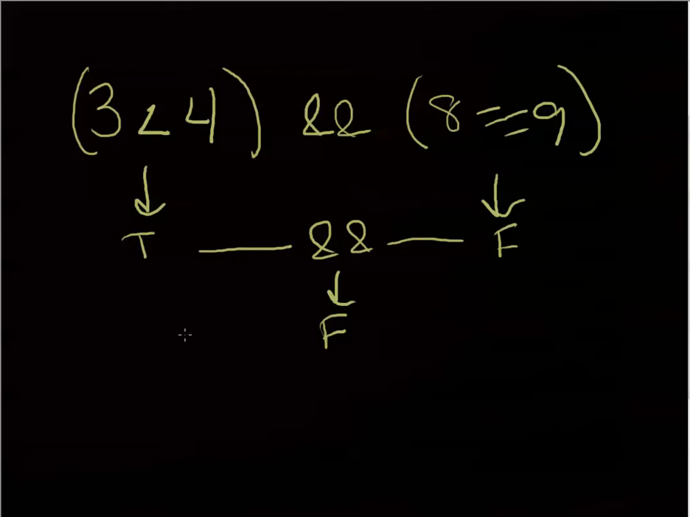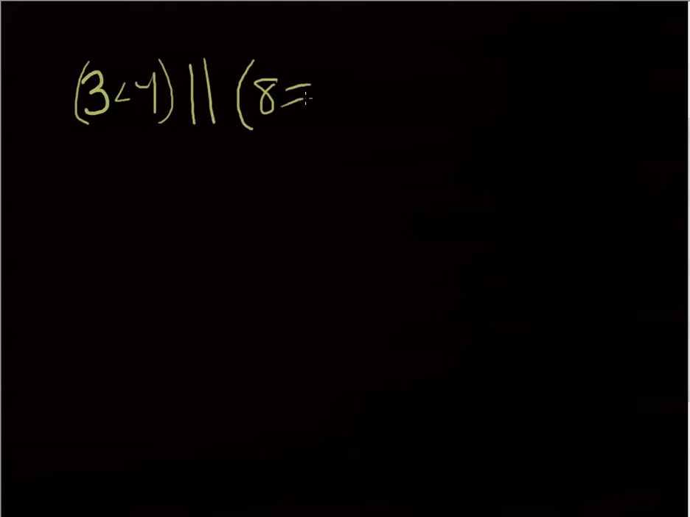So let's try a couple other ones. Let's say we had 3 less than 4, or, and again I'll put the parentheses in there, something like 8 equals 9, and then, I guess we'll do 11 is greater than 7.